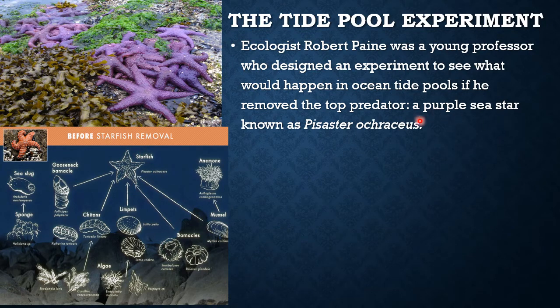A particular type of starfish, called a purple sea star. I'm not going to try to pronounce its genus and species name, but that's the genus right there, Pisaster. And for the most part, these were the top echelon of the food chain. And Paine was curious about what would happen if the top predator were removed from the tide pools exclusively. Nothing else, just remove the top predator entirely.